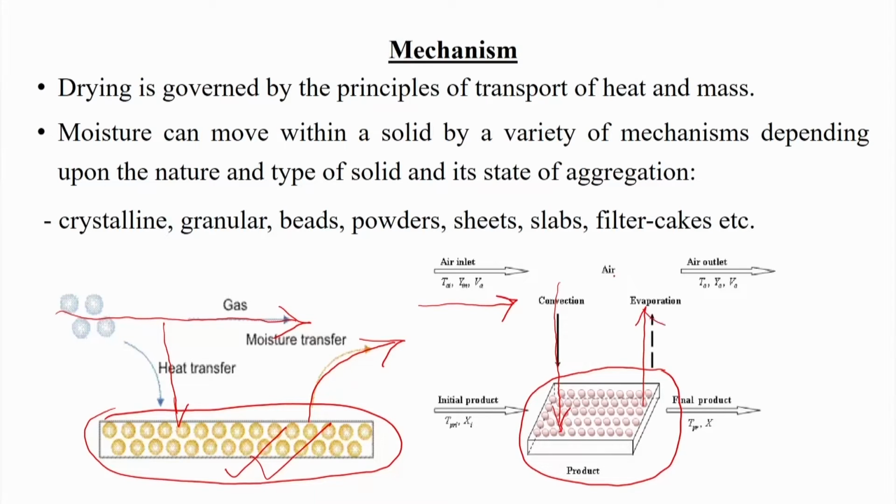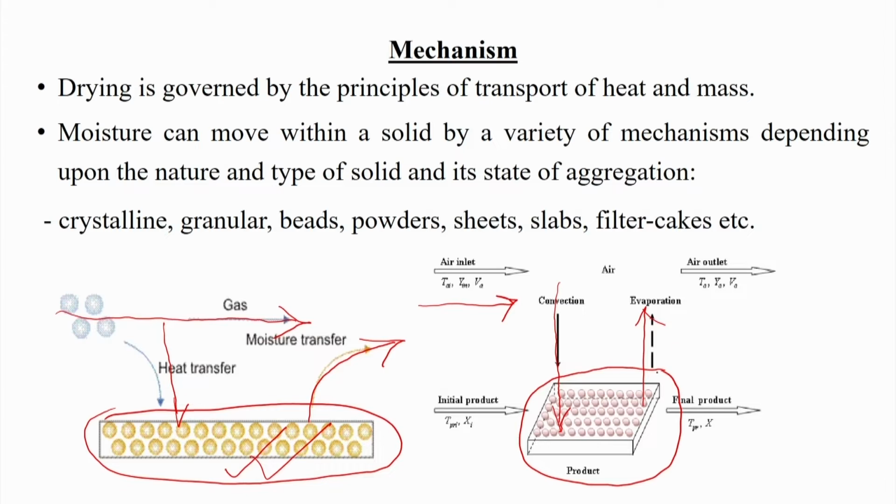Here we have shown only convection, but conduction and radiation also take place, and we will be discussing in detail the modes of heat transfer from the hot air, or the heating medium. It may be direct contact, it may be indirect contact, we will be discussing in detail.